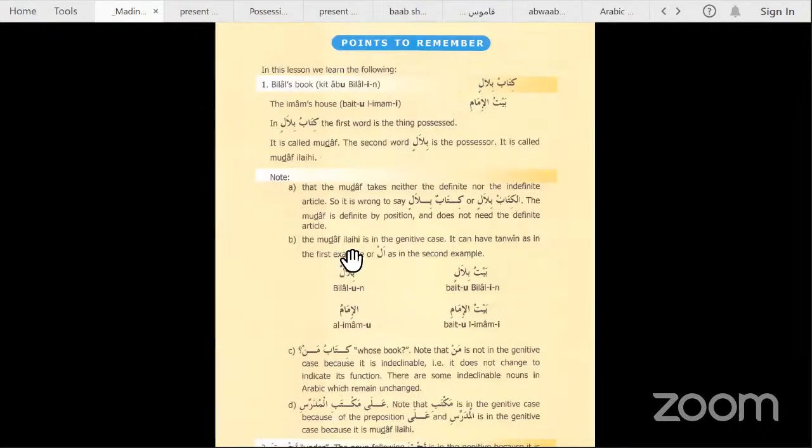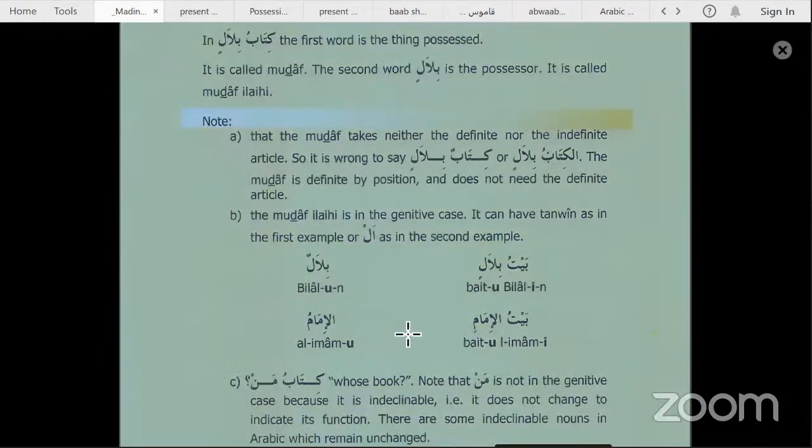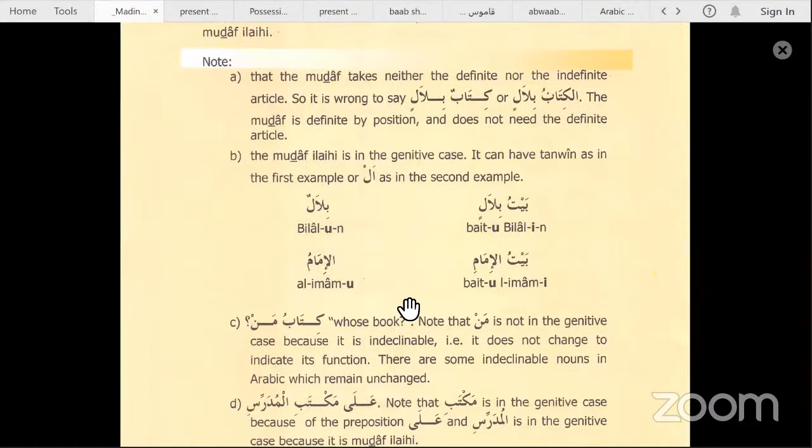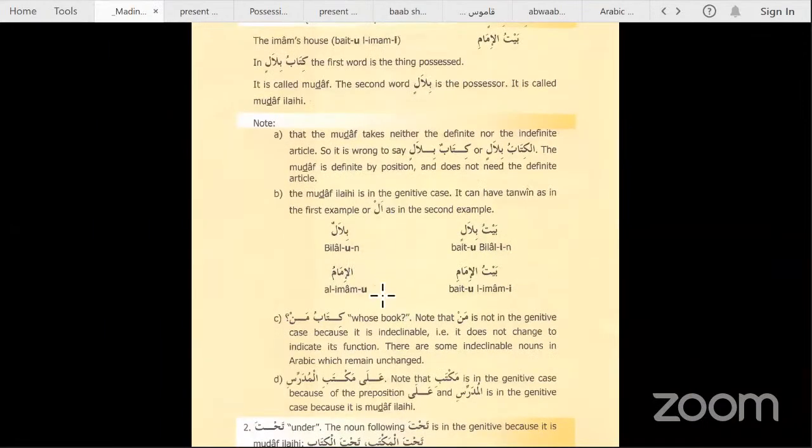The mudaf ilayhi is in the genitive case. It can have tanween as in the first example or al as in the second example. Baytu Bilalin, Baytu imami. Correct. So what's happening here? Tell me, what do you mean that al can be added to the mudaf ilayh? Can you explain to me, sister? Okay.